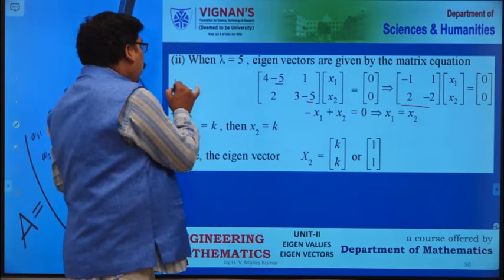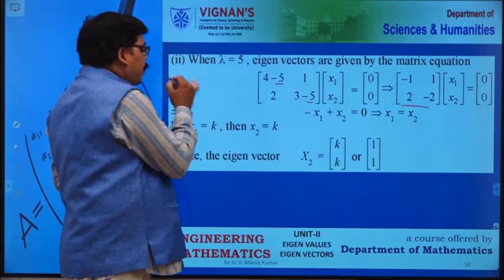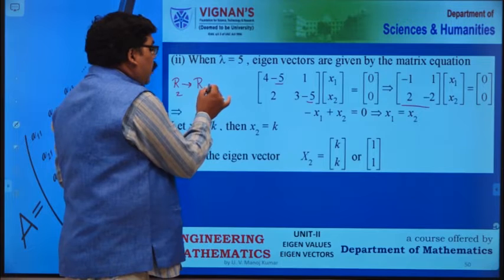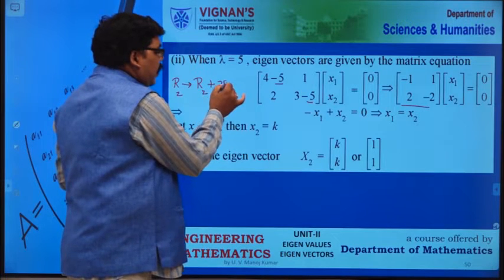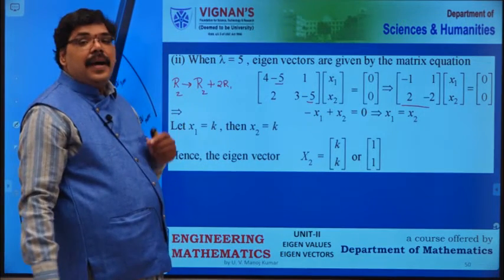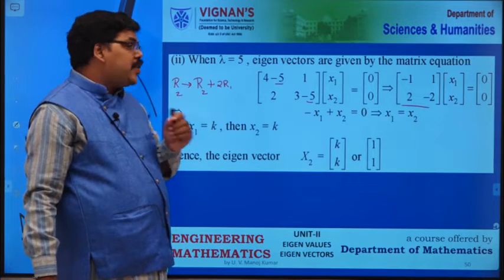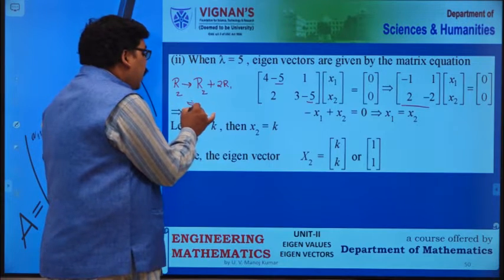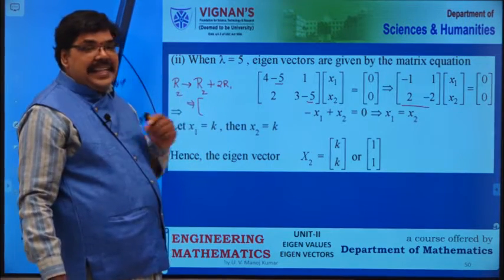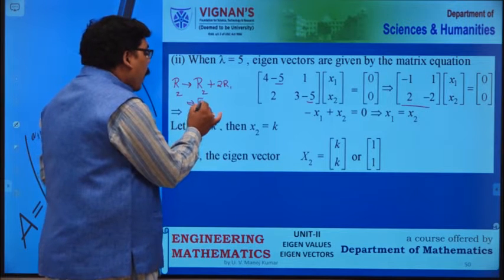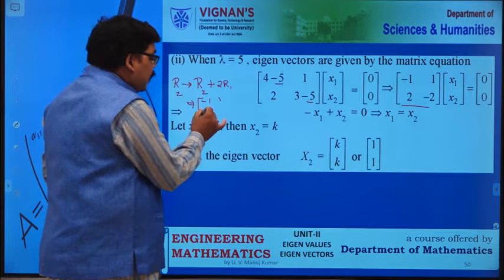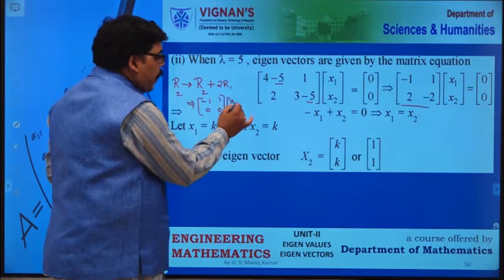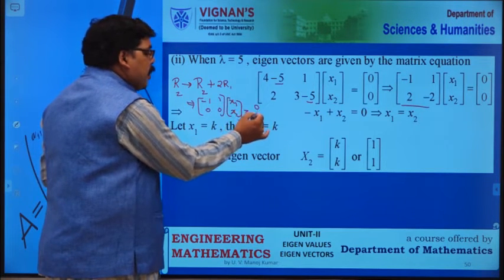Tell me what is the suitable row operation for this. So R2 changes to R2 plus 2R1. What is the row operation here? R2 changes to R2 plus 2R1. When you apply that row operation, the matrix equation reduces to minus 1, 1, 0, 0, into x1, x2 equals 0, 0.